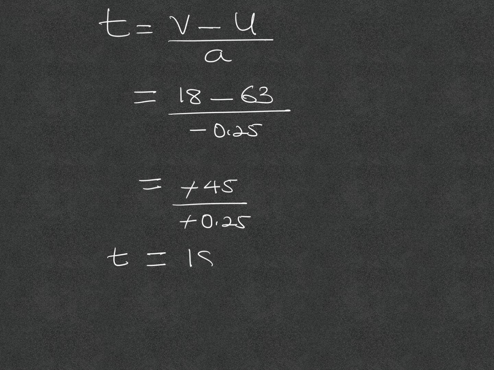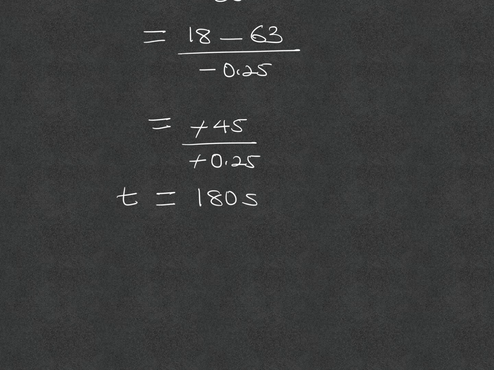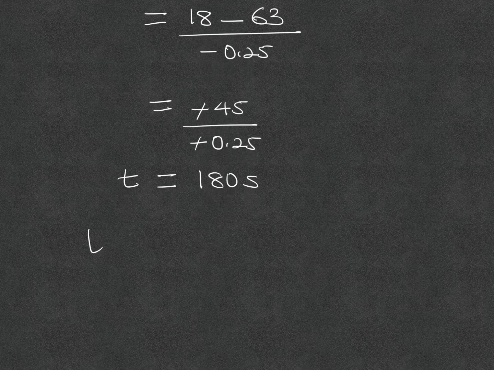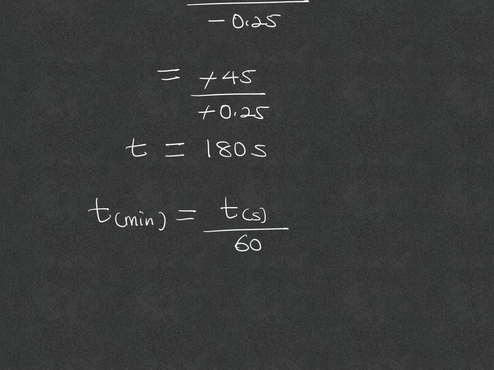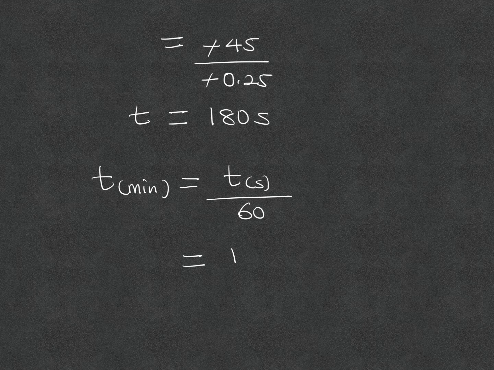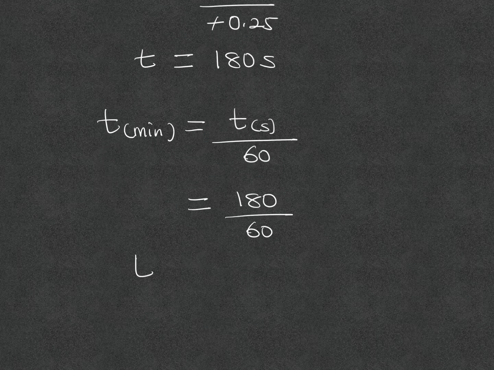That is 180 seconds. But how can we convert that to minutes? So time in minutes is equal to time in seconds divided by 60. That will be 180 divided by 60. So the time in minutes will be 3 minutes. Okay, and that answers the question.